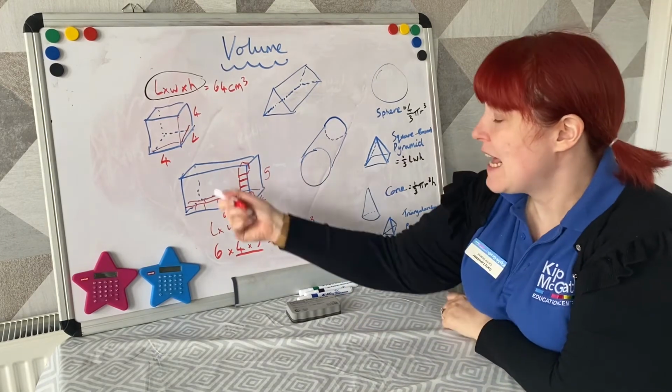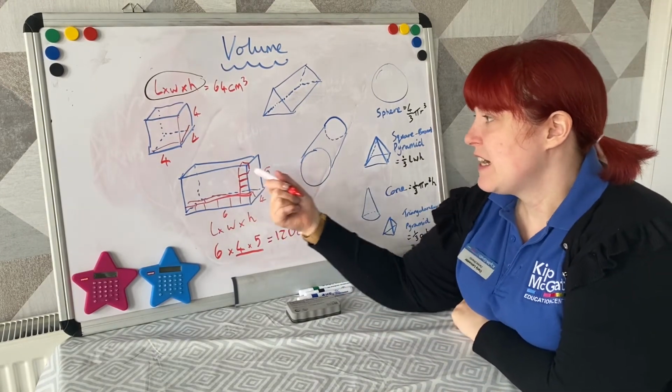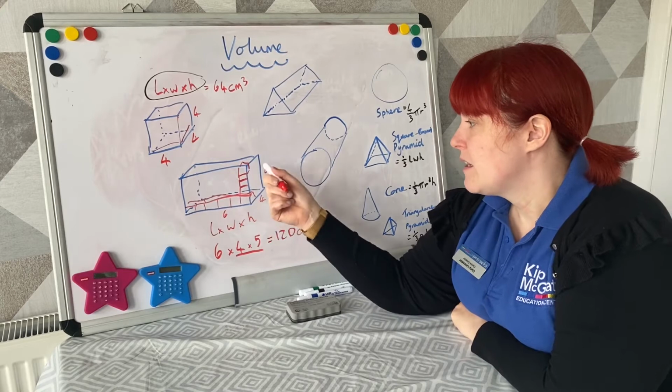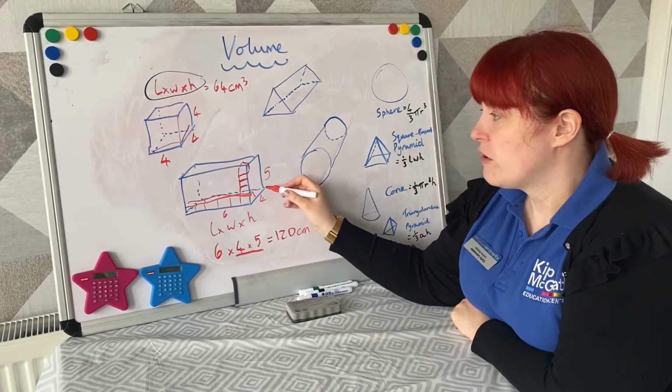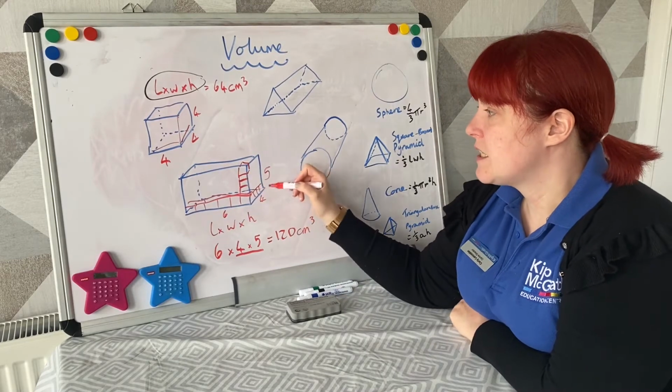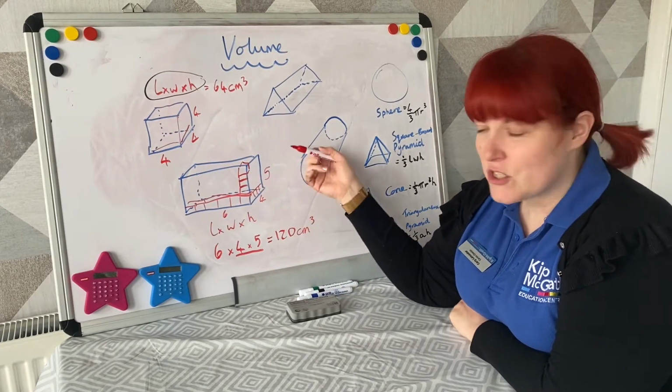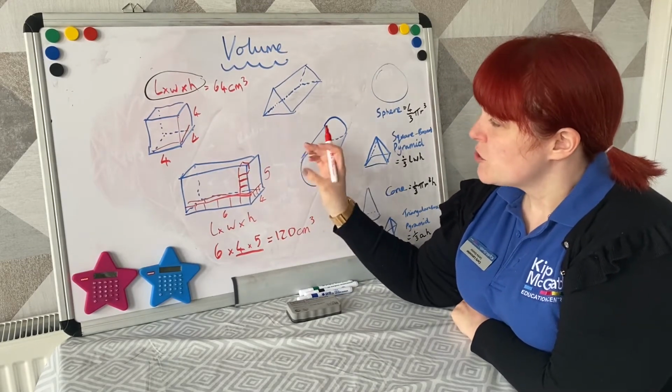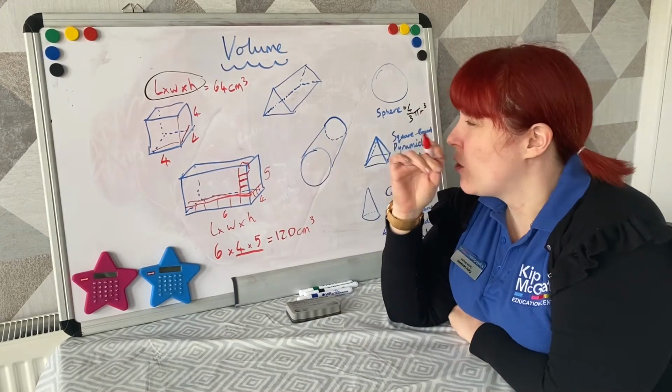So on that front layer, we've got 6 times 5, we've got 30, haven't we? And then we're going backwards, we've got 4. So I would talk to them and say, well, the front layer is 30, and then we've got 4 of those, so that's 120. So that's just illustrating what we're actually talking about here.